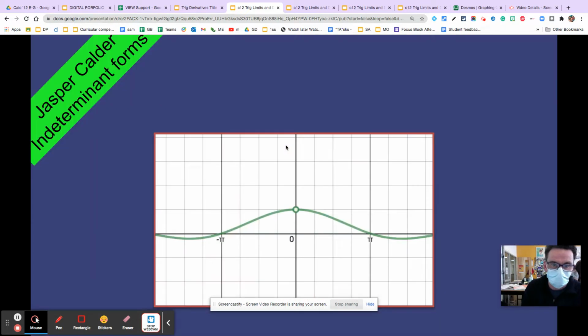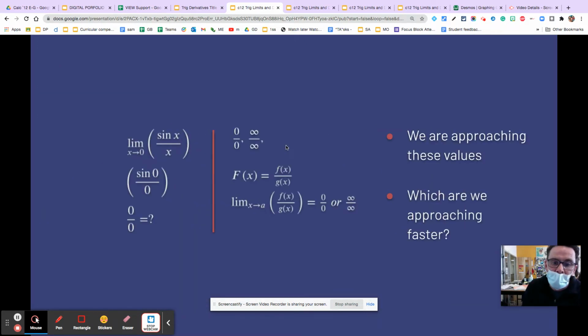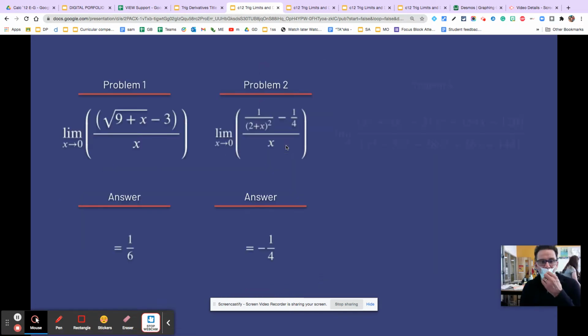So here we go. Today we're going to skip through this incredible proof by Jasper Calder, mainly because you don't know what the derivatives are yet. So come back to this if you're interested in another way of thinking about this proof. But for now, we're going to sneak ahead to the first challenge.